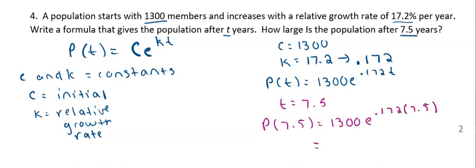Now we need to make sure we can type this all into the calculator. So if you type this all into the calculator, you might need to start with your exponent, E raised to this, and then times by 1,300. When you type it all in, make sure you can type it in, and you get 4,723 people.